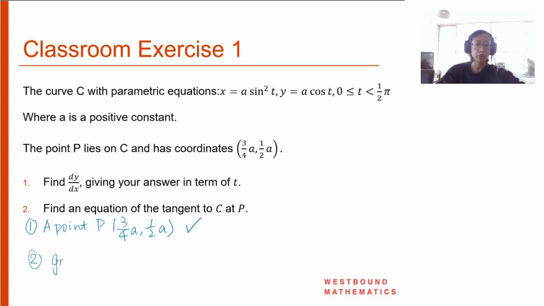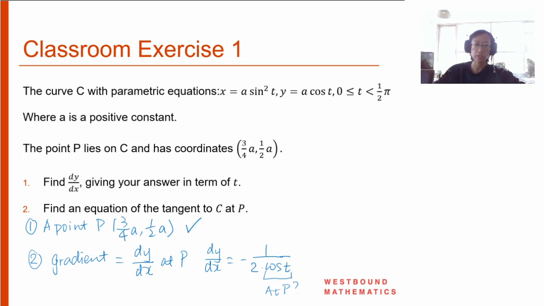We need to find the gradient of the tangent line, which is just equal to dy/dx at point P. We have worked out before that dy/dx is equal to minus 1 over 2 times cos t. In order to evaluate this, we need to work out what cos t is at point P. How do we do that?